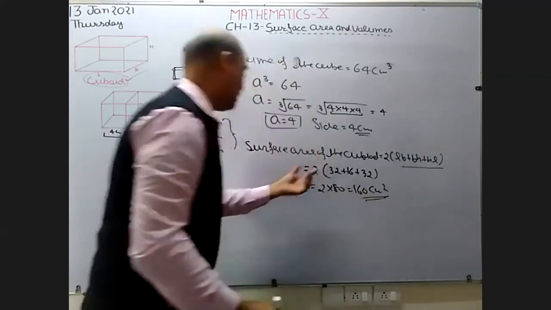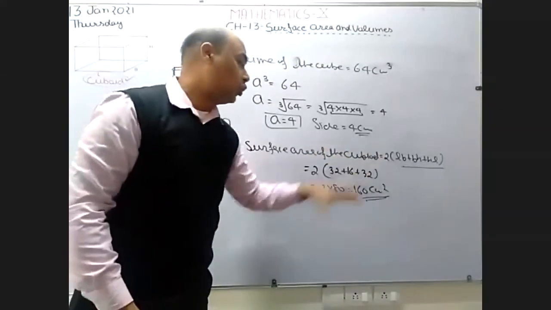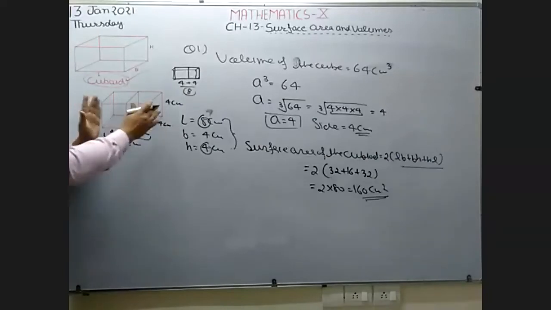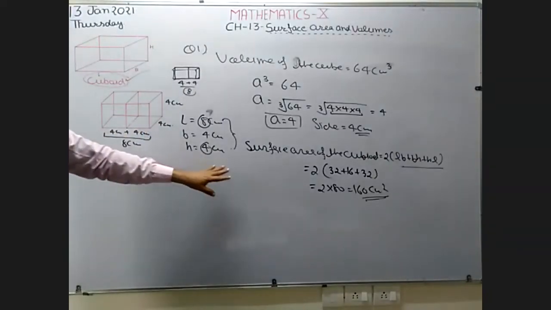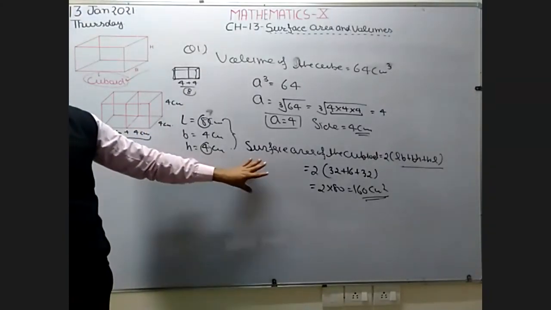So this is the surface area of the new cuboid when we join 2 cubes end to end. I hope it is clear to all. If you have any doubts, send a message to me.